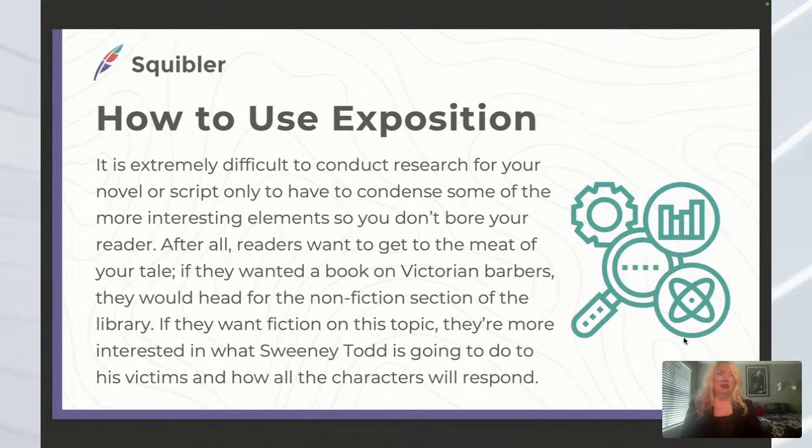So how do you use exposition? It's extremely difficult to conduct research for your novel or script, only to have to condense it for some more interesting elements so you don't bore your reader. After all, readers want to get to the meat of your tale or your narrative.